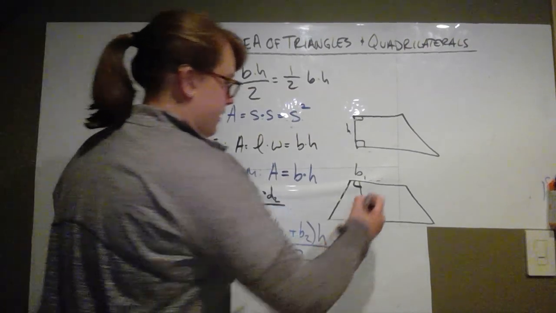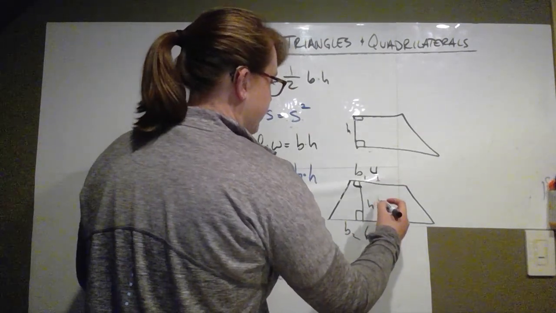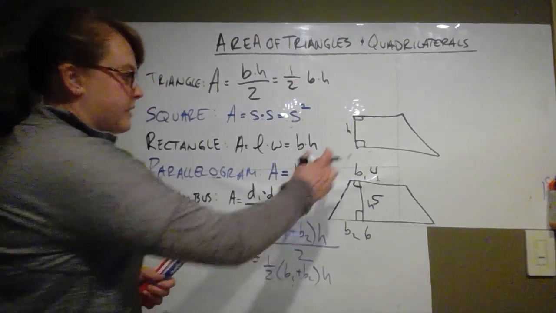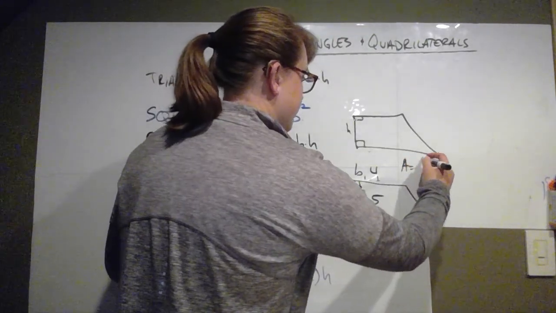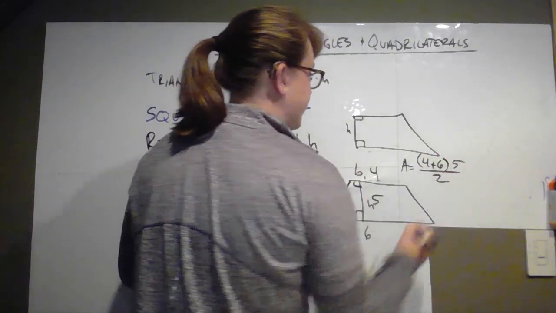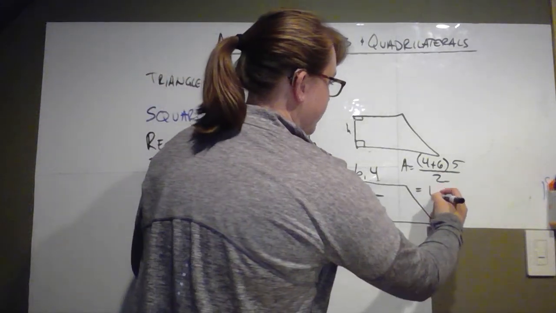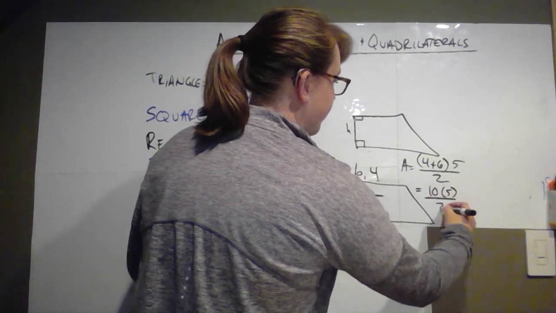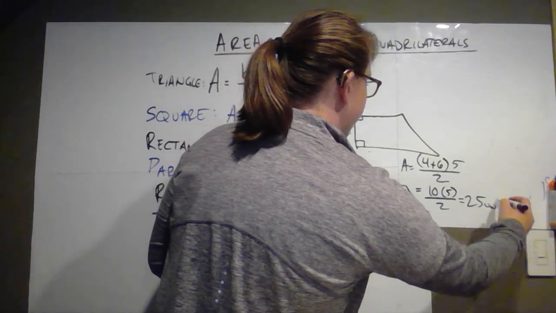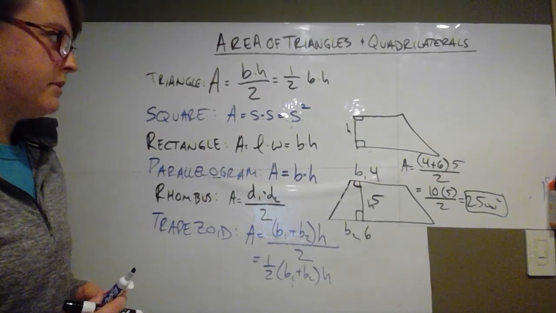So let's say that base 1 is 4, base 2 is 6, the height is 5. Okay, so we would go base 1 plus base 2, so 4 plus 6 times the height, which is 5, divided by 2. So now we have to do our 4 plus 6 first, since it's in parentheses, which gives us 10 times 5 divided by 2, which is 50 divided by 2, which is 25 square units. Okay, so there's our area of a trapezoid.